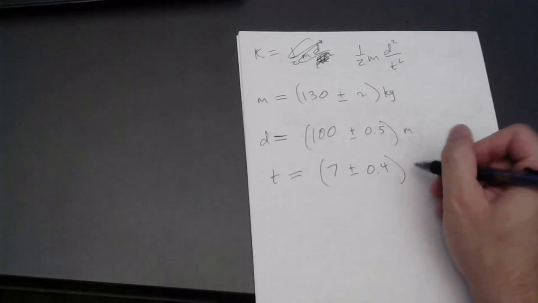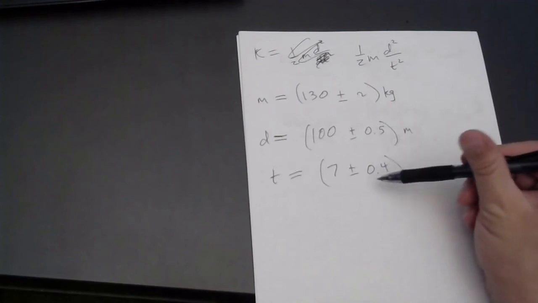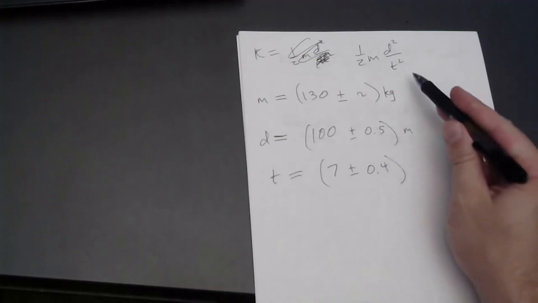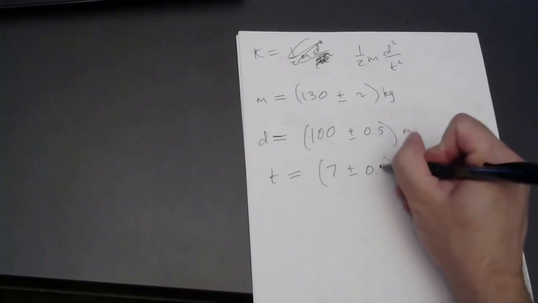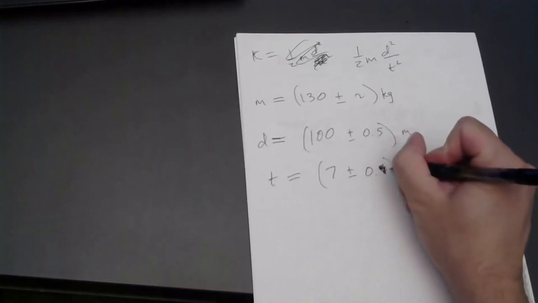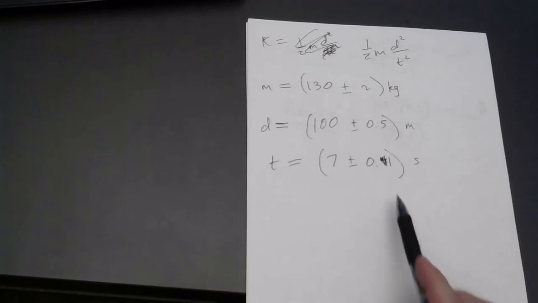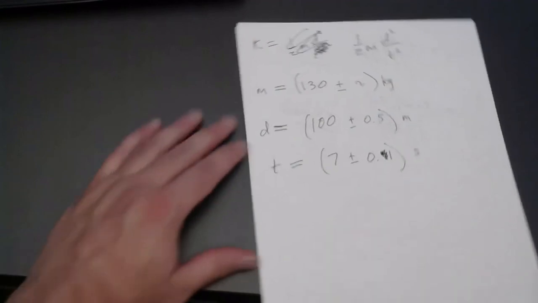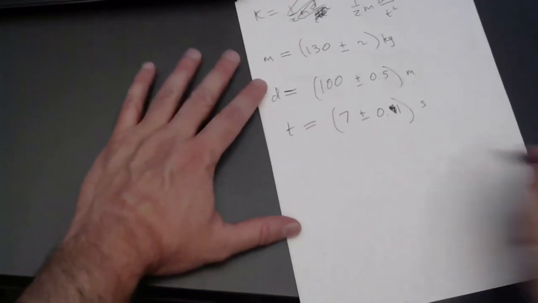All right, and you know what? 0.4 compared to 7 is actually rather large, and then we're going to square that. That's going to be a lot of uncertainty. I'm going to cheat and make this a significantly smaller number. Maybe you used some cameras that were on a timer to reduce your uncertainty in time. Okay, so absolute uncertainty in time is 0.1 seconds.